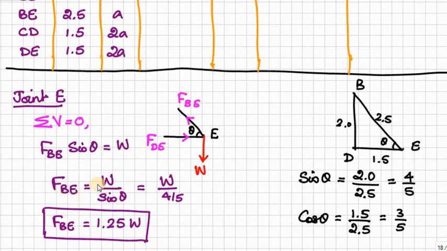This is equal to W. So therefore FB is equal to W by sin theta. Sin theta is nothing but 4 by 5. So therefore FB is equal to 1.25 W. This 1.25 W we have to substitute here, okay, against B.